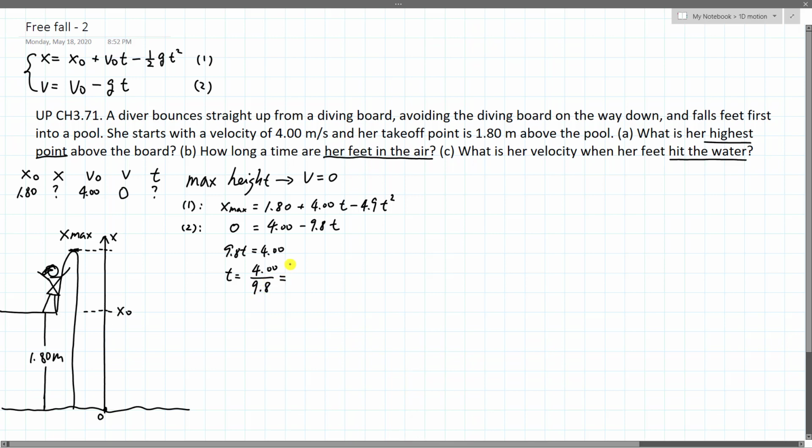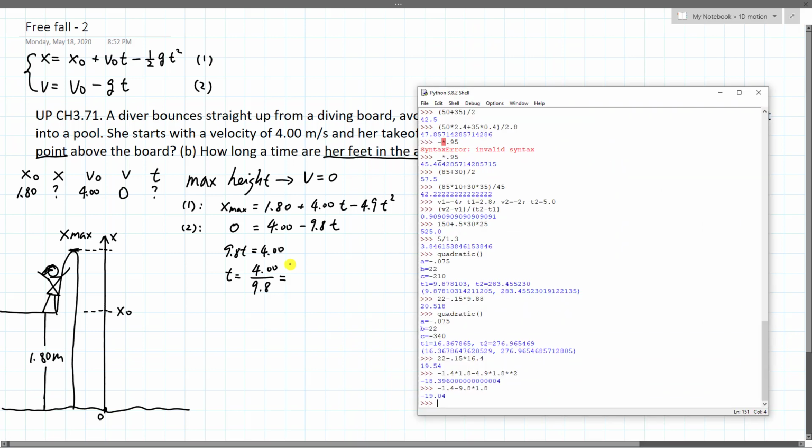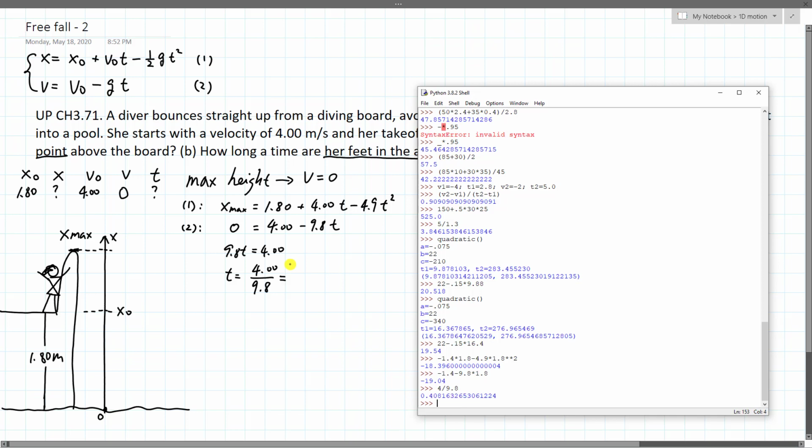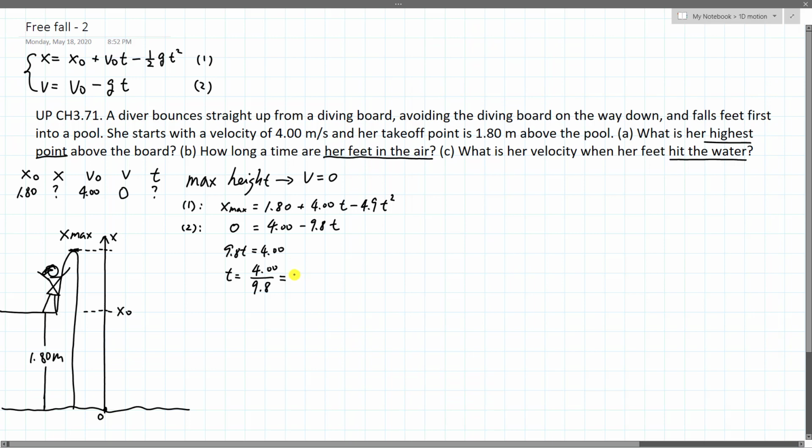So I bet this is 0.408. Let's check it out. Calculator here. 4.00 divided by 9.8. Is that 0.408? Okay, 0.408. Alright, so 0.408 seconds later, she's at her highest height. Okay, so now we can use this. We can plug this into equation 1, right?